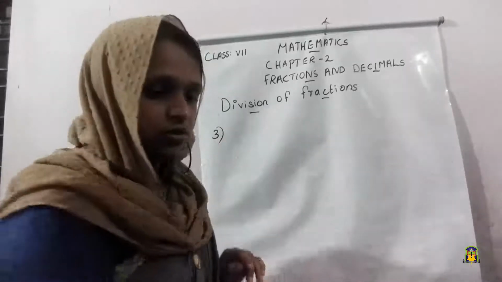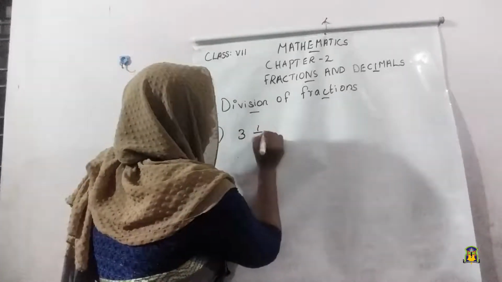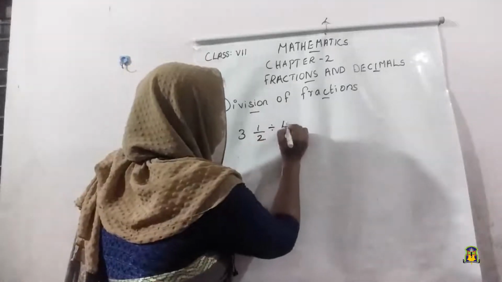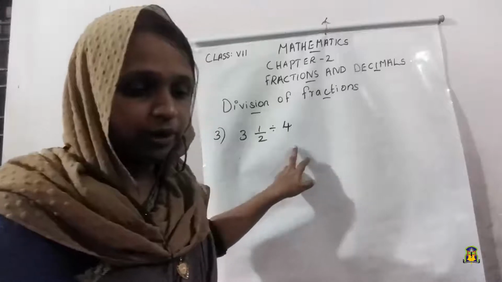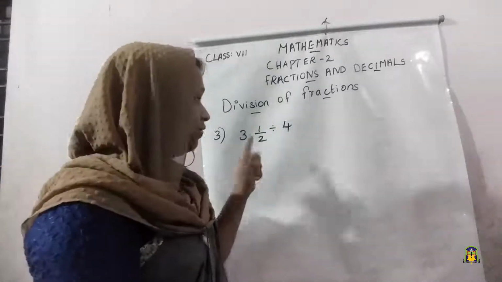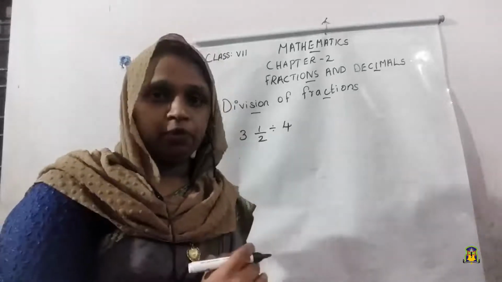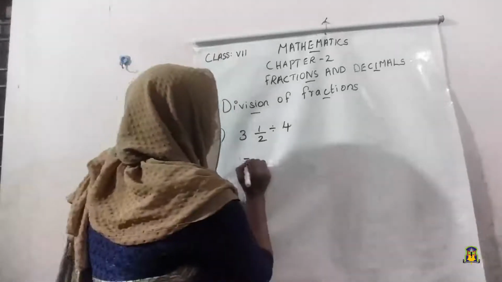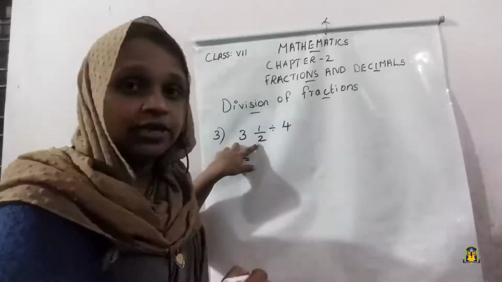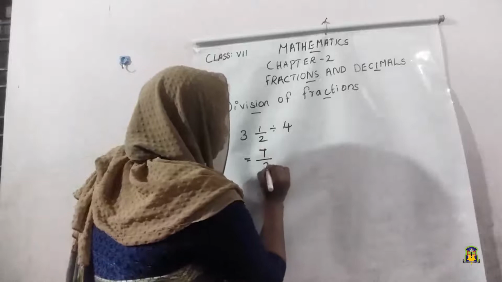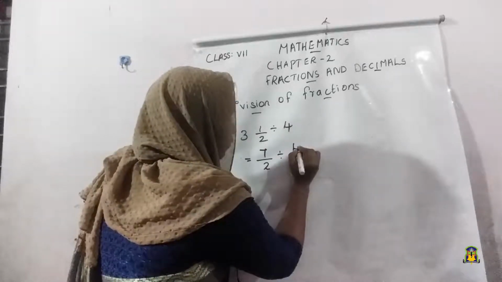Third question. 3 and 1 by 2 divided by 4. So in this, the first fraction is a mixed fraction. So we want to change it to an improper fraction. How to change? 3 into 2, 6. 6 plus 1, 7. So 7 by 2 divided by 4.